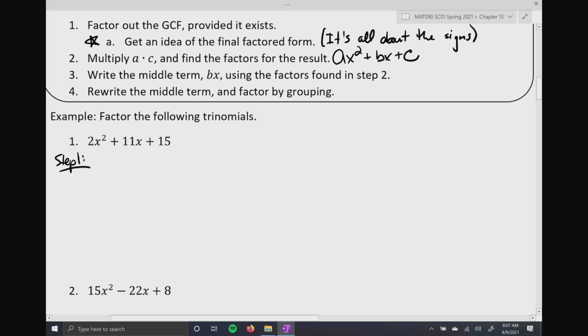I'm going to factor out a GCF if it exists. And if not, I'm going to get an idea of what my answer is going to look like. So I noticed there's no GCF. So now I'm going to get an idea.